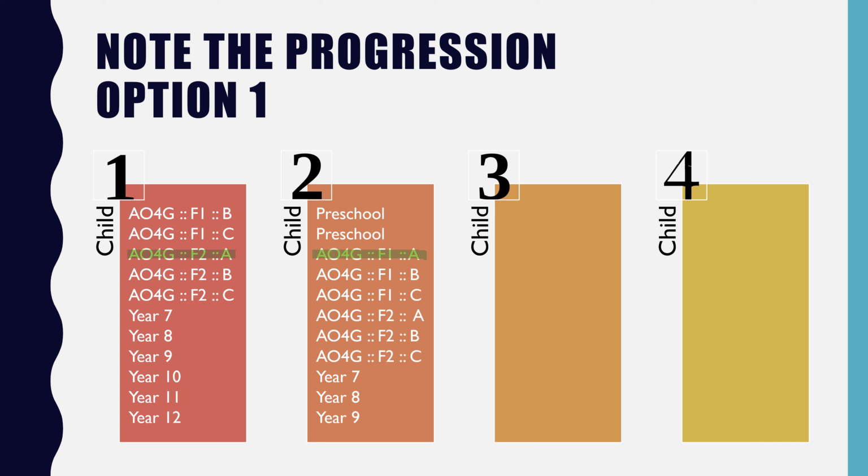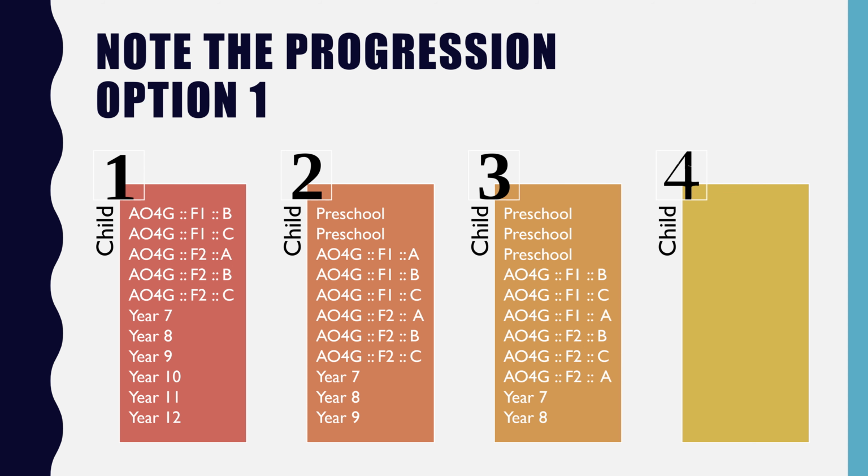So child number 2 is going to do all the forms in consecutive order. Form 1, ABC, Form 2, ABC, and then spin off into Year 7. But child number 3 is not going in that order. So we have preschool, and then, right, so these 2, see how they're combined, right? And then they're combined here, right?